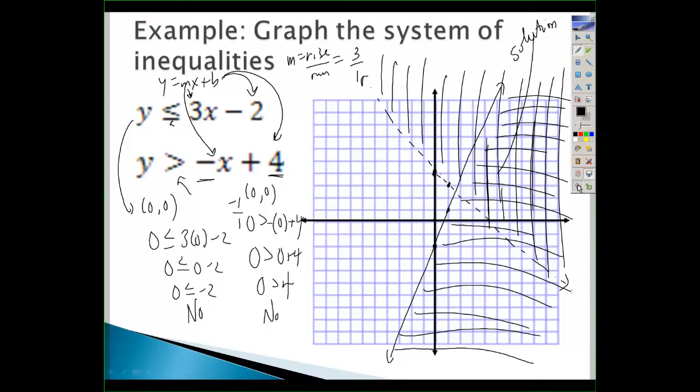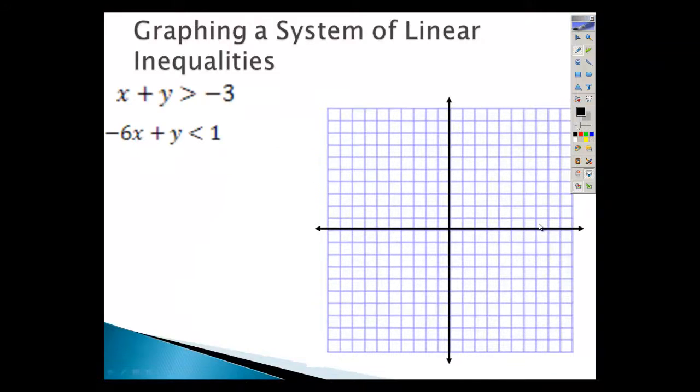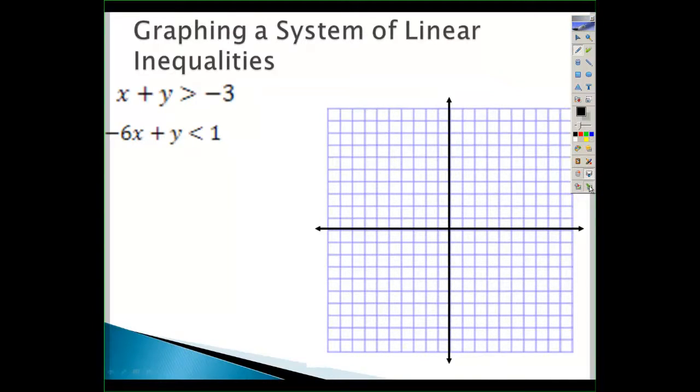Okay, let's do another one with just lines. This time it's not so obvious that they're lines because they're not in y equals mx plus b form. And so we need to put them in y equals mx plus b form. The first equation, I need to subtract x from both sides. Okay, so now it's apparent that my y-intercept is -3 and my slope is -1.